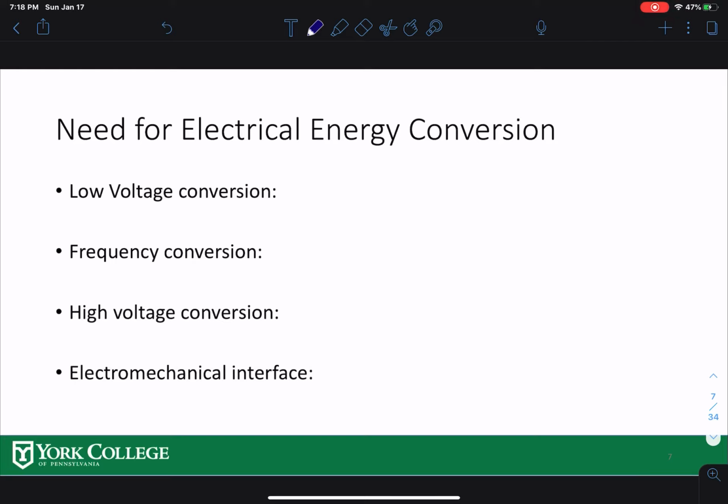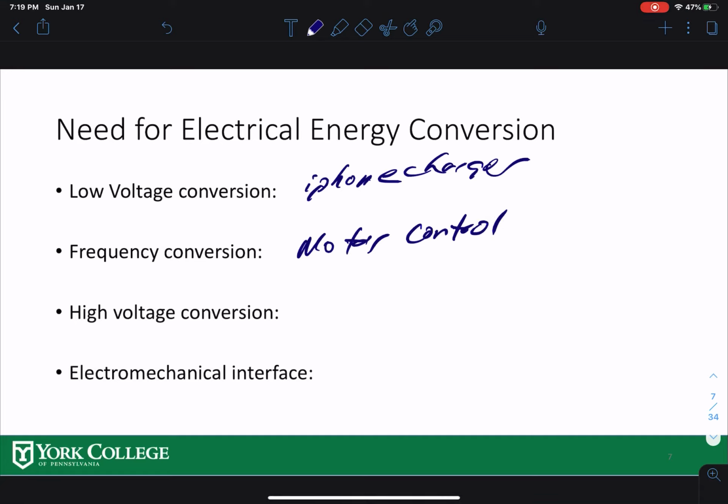So what are the applications of power electronics devices? In low voltage conversion, electronic circuits, like a simple iPhone charger or any smart device charger, there are very small electronics, and also anything on a lower scale. Frequency conversion, motor control. If you do motor control, you need frequency conversion, because the speed of the motor is 120 f over p, where f is the frequency and p is the number of poles. So speed can be controlled by the frequency, where the pole is always constant.